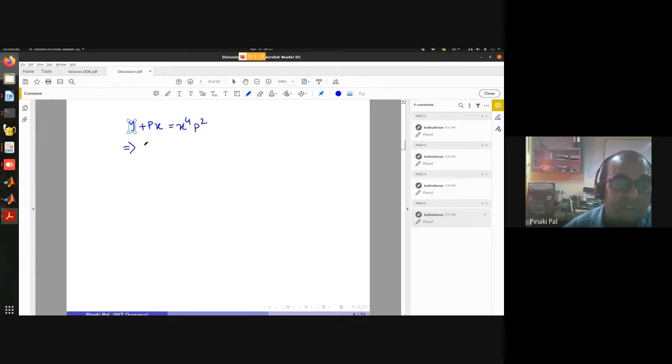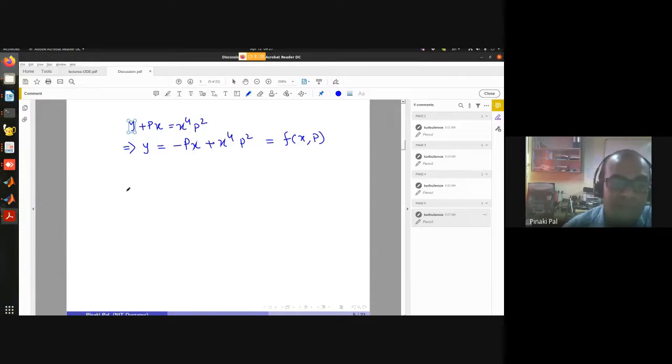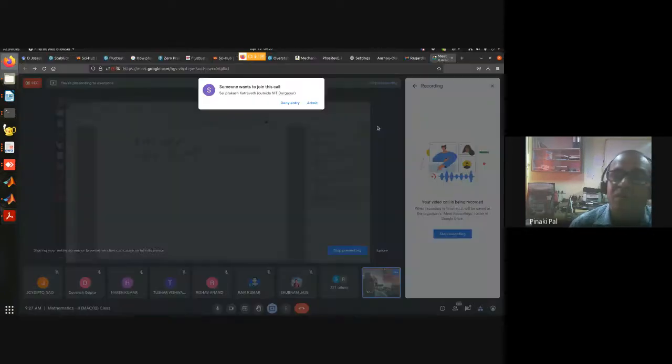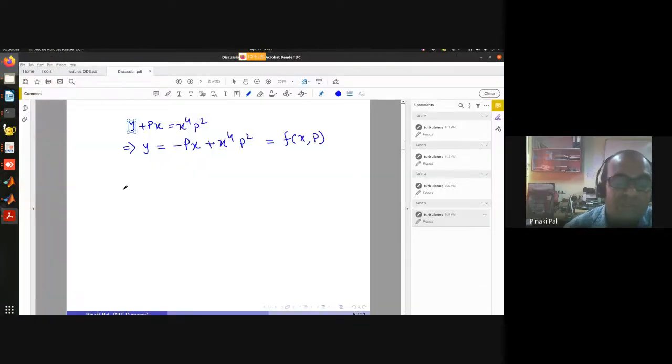Now you see this can be expressed as y equals minus px plus x to the power 4 p squared. So that means we could express y in terms of x and p. This is your f(x, p), a function of x and p.